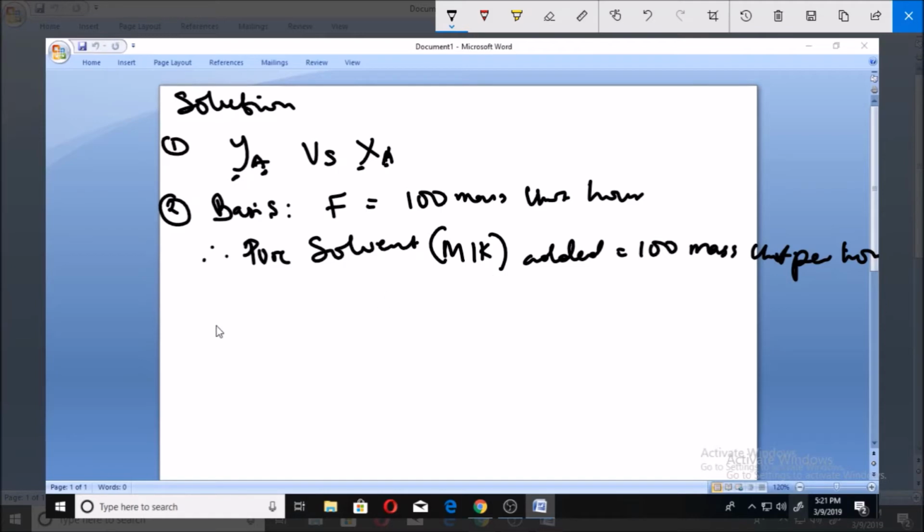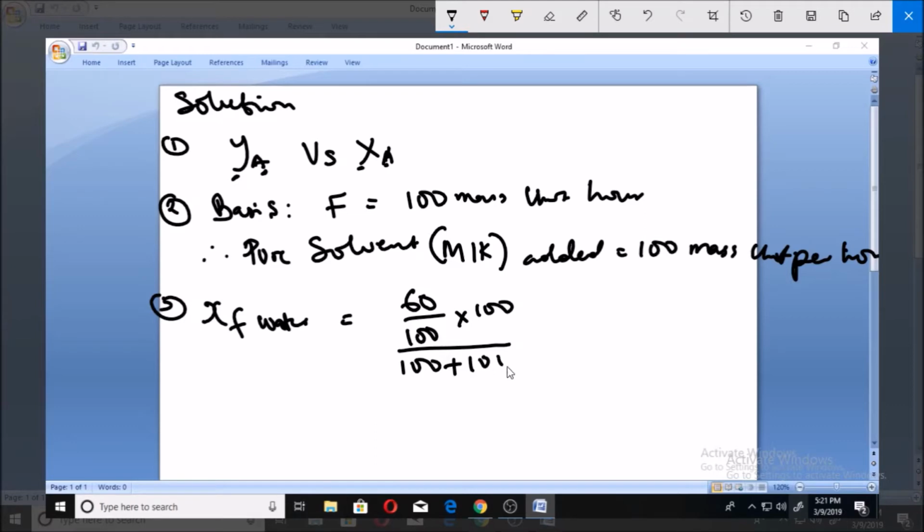Now, noting these bases, the third thing we'll do is to calculate the S of F. In the feed, what is the constituent that is water? We're already given that water is 60%. So how do you calculate it? You say 60 over 100 times 100, all over mass of solvent 100 plus mass of mixture 100. If we do this calculation, we'll get 0.3.